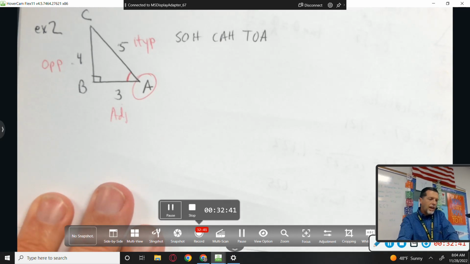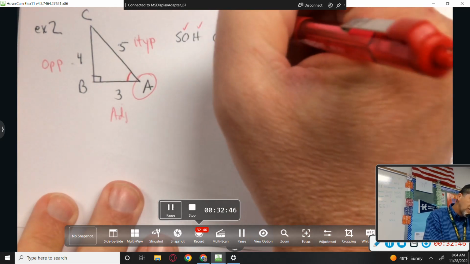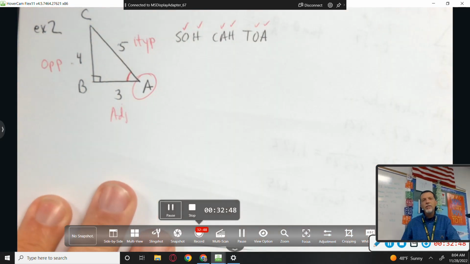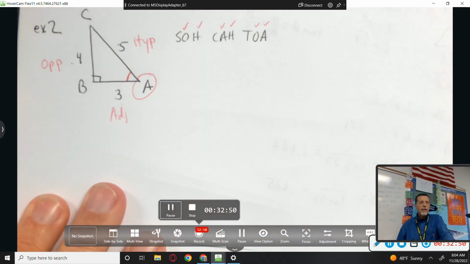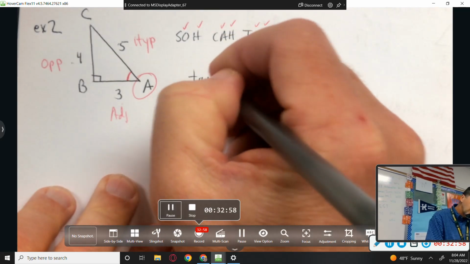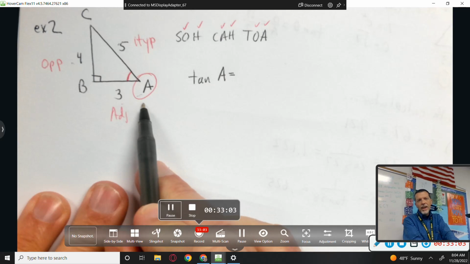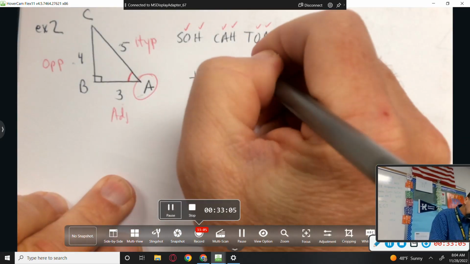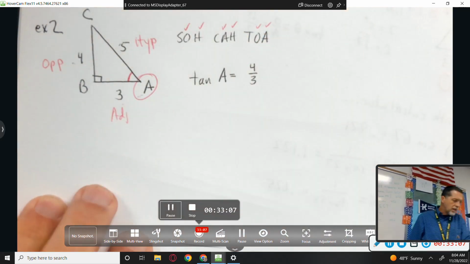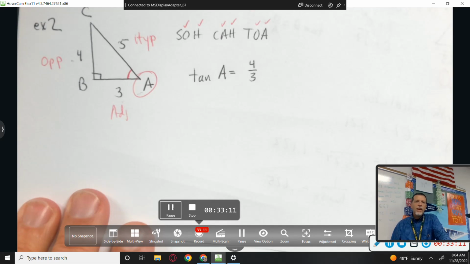And the nice thing is, I know all the sides, so I can use any of the trig ratios that I like. Last time we used sine, so let's use a different one this time, just for the heck of it. Let's do tangent. So tangent of angle A. This is a little different. I don't know angle A, but I do know opposite over adjacent. Tangent of A is 4/3.